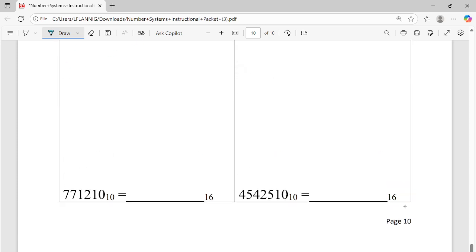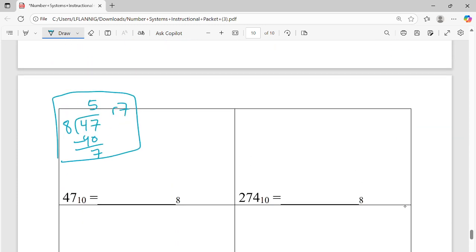The next thing we want to do is take 5 divided by 8. 8 goes into 5 0 times, so that has a remainder of 5. So that's it. It's 2 steps. Because 8 goes into 5 0 times, you can't use it. So the last answer is 57. So 47 base 10 is the same as 57 base 8. And again, you can check your answer by converting base 8 into base 10 again.